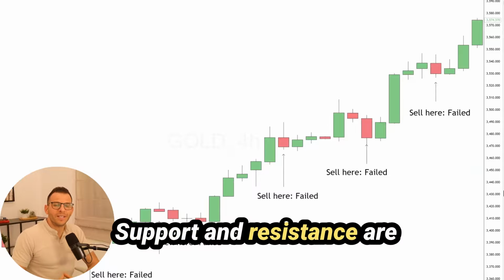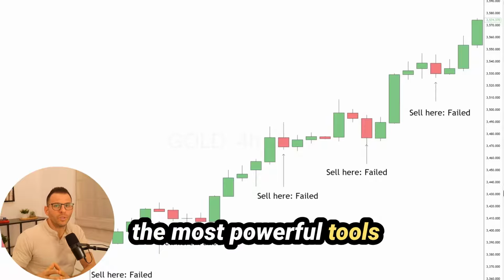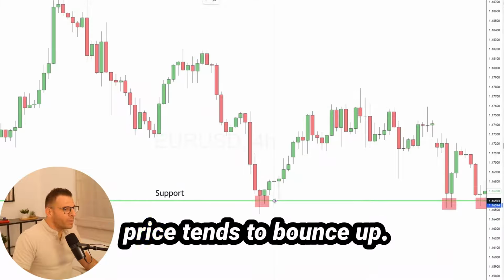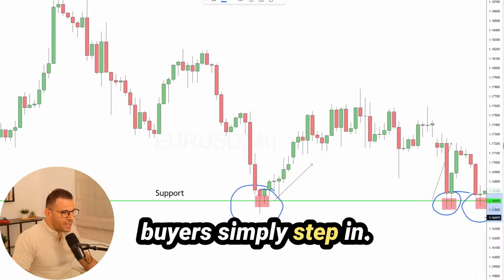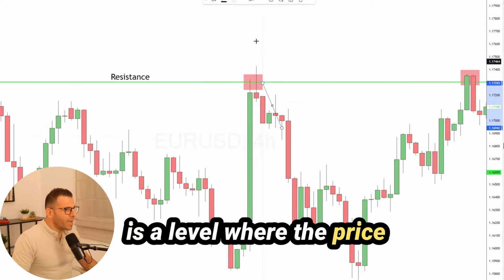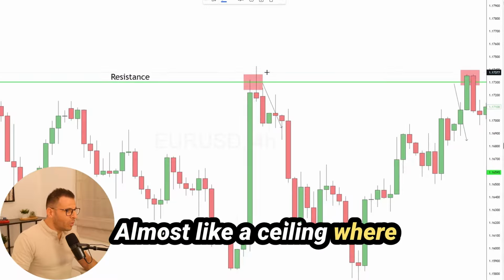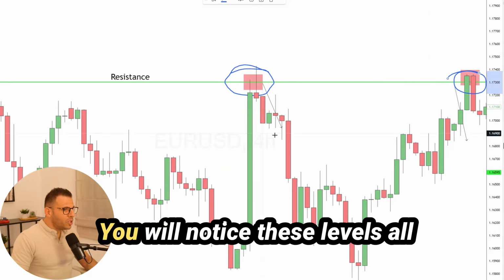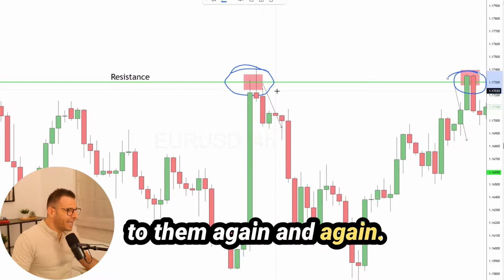Support and resistance are the most basic but also the most powerful tools. Support is a level where the price tends to bounce up. Think of it like a floor where buyers simply step in. Resistance, on the other hand, is a level where the price tends to reject downward, almost like a ceiling where sellers push it lower. You will notice these levels all the time because price reacts to them again and again.